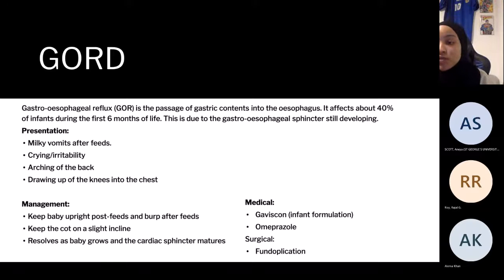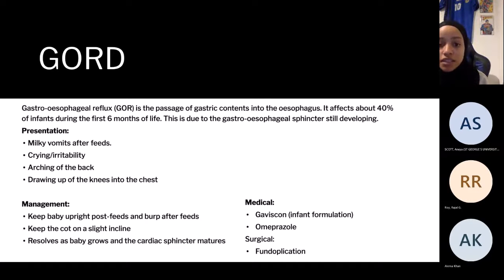In terms of management, it's really important to first do things that are non-medical if you can. So with these, it would be sitting the baby upright post feeds and making sure that you burp them. When you put them down into their cot, you try to put them at a slight incline, so again they're not flat, so that doesn't allow for the vomit, the milk, to come up.